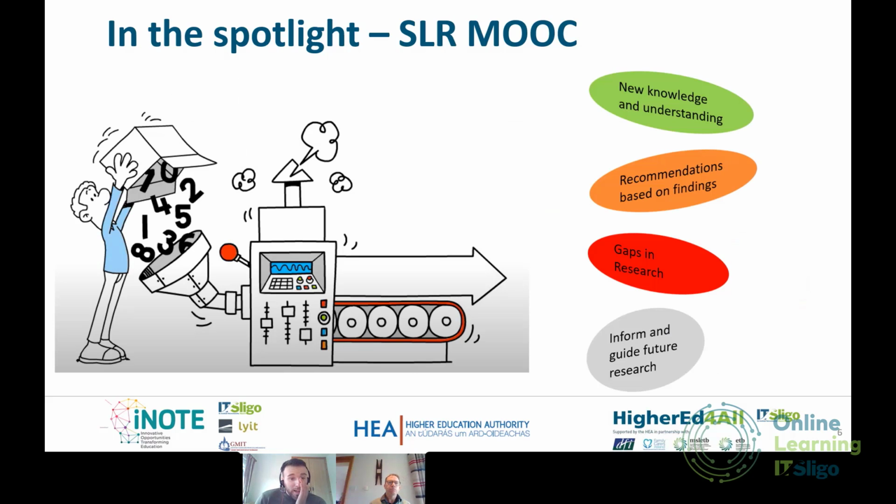So, pulling together systematic reviews and meta-analysis. This little guy here is throwing in all this information from all these different studies, and what that gives us is new knowledge and understanding. Each individual study would have its own new knowledge and understanding, but bringing them together is different again, and it gives a new outlook. It gives us new recommendations based on the findings.